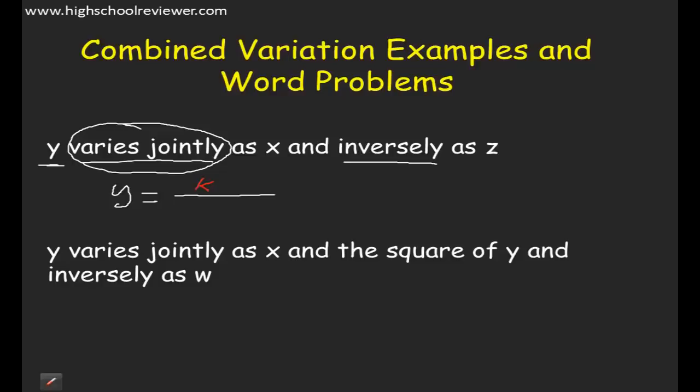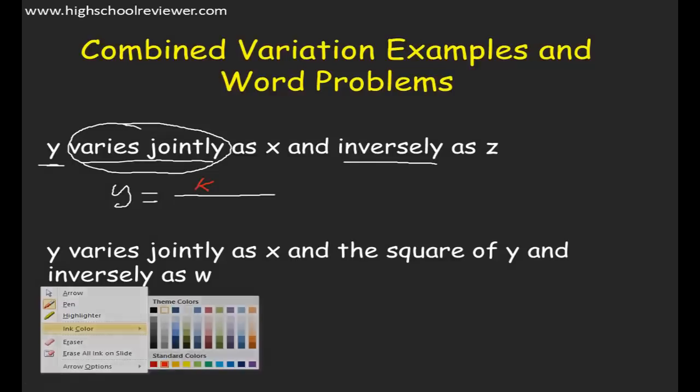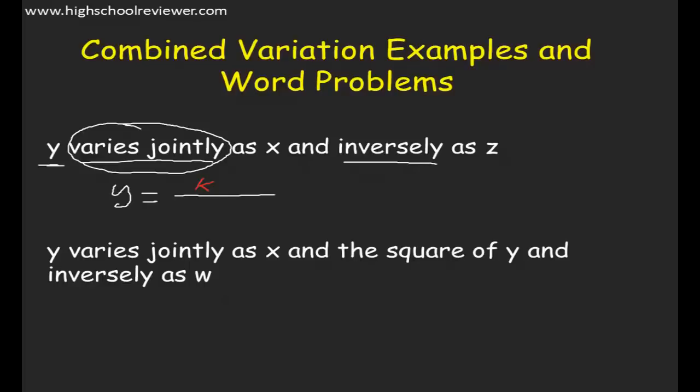But do not forget that the first variable on the numerator will be the constant of variation, which is letter k. So k will be multiplied by the variables that vary jointly. The variable that varies jointly here is only x. So this will be k multiplied by x. And all variables that vary inversely will be written on the denominator. So we only have one variable here that varies inversely, and that is the letter z. So z will be on the denominator.